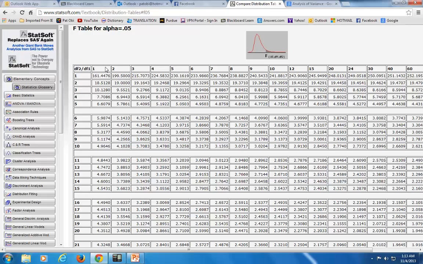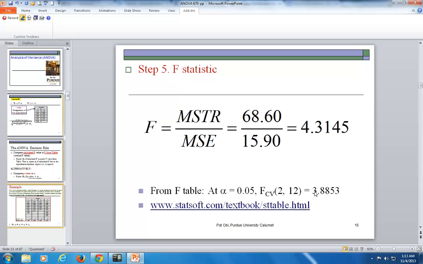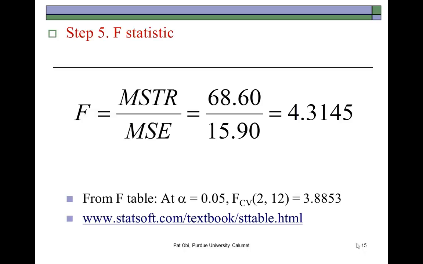And the degrees of freedom is 2 in the numerator. The numerator degrees of freedom are shown here horizontally. The denominator degrees of freedom for error are shown here vertically. So for 2 and 12 degrees of freedom, the corresponding F statistic is this, 3.8853. And that's what you see written here. And so, because our F statistic, which we have calculated, exceeds the critical value of F from the table, we will be rejecting the null hypothesis and concluding that at least one of the means is different.